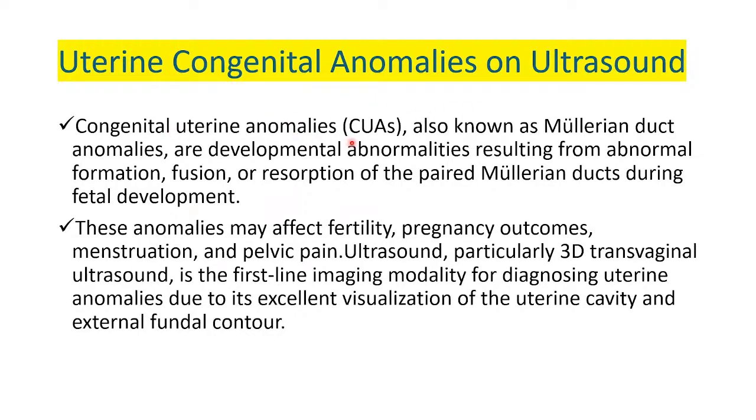Congenital uterine anomalies, CUAs, also known as Mullerian duct anomalies, are developmental abnormalities resulting from abnormal formation, fusion, or resorption of the paired Mullerian ducts during fetal development. These anomalies may affect fertility, pregnancy outcomes, menstruation, and pelvic pain. Ultrasound, particularly 3D transvaginal, is the first-line imaging modality for diagnosing uterine anomalies due to its excellent visualization of the uterine cavity and external fundal contour.